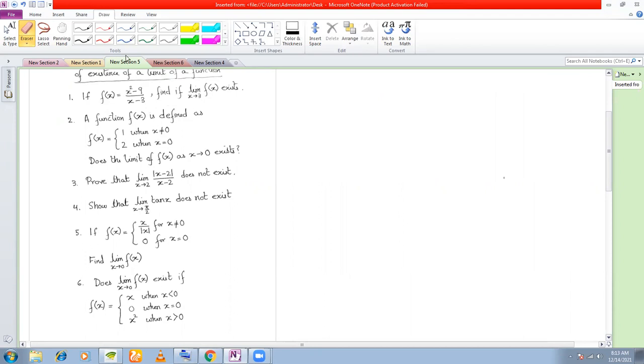We move to the next question, which is number 3. Prove that the limit as x tends to 2 of mod(x minus 2) by (x minus 2) does not exist. So first of all, because there is a mod, we'll first write the given function. So let f(x) be equal to mod(x minus 2) by (x minus 2).